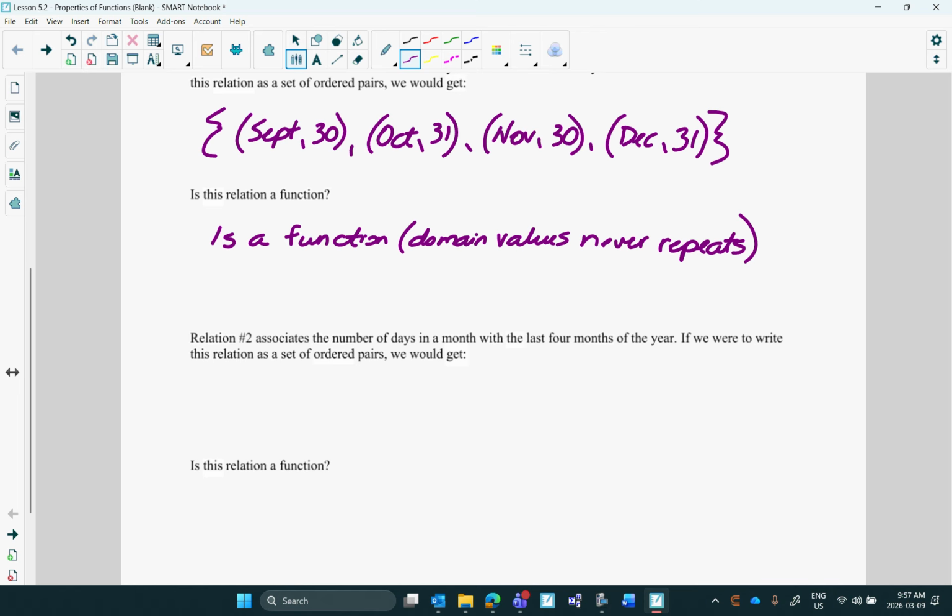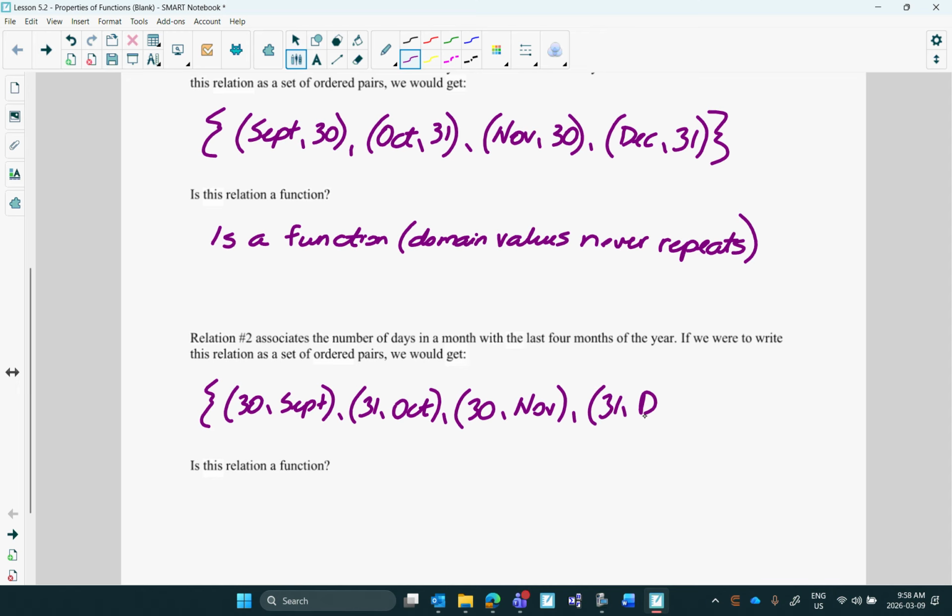But what if we reversed it? What if we wrote the number of days, then the month that has that many days? Well, then we would have to reverse everything. We get 30 September, 31 October, 30 November, and 31 December. And the domain and range would reverse. Domain would be just 30 and 31. Range would be the 4 months.